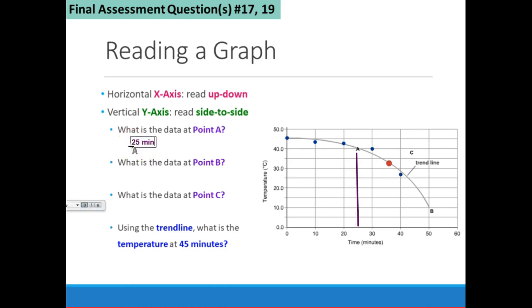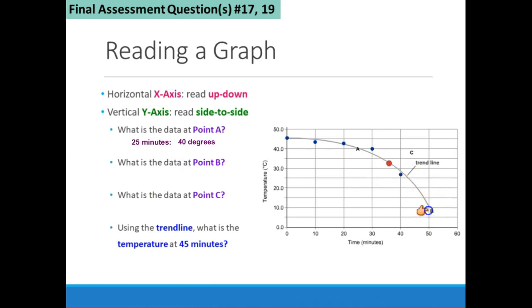So at 25 minutes, what is the temperature? Look left and right and tell me, what do you see on the temperature axis? Yeah, so at 25 minutes, our temperature is 40 degrees. Give me a smiley face if that makes sense how we got that. So at 25 minutes, our temperature was 40 degrees.